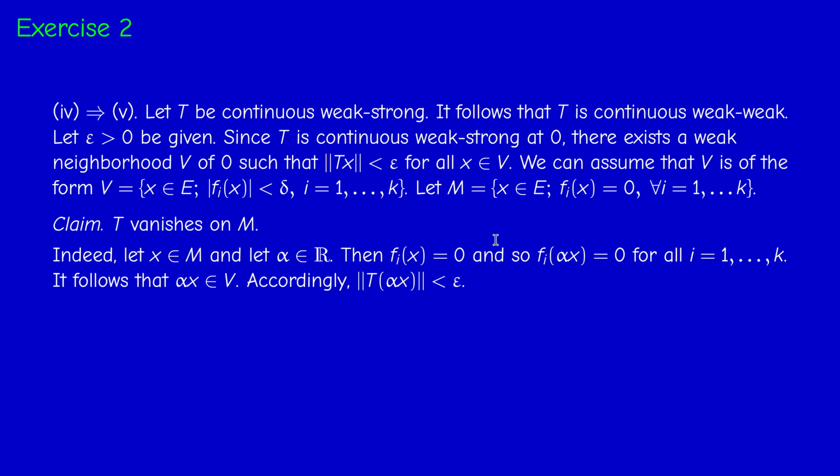By linearity, I can put the alpha outside. If I put alpha outside T and then outside the norm, I get the absolute value of alpha times the norm of Tx is less than epsilon. So when I divide by the absolute value of alpha and let alpha tend to infinity, we get Tx is 0. And this proves the claim.